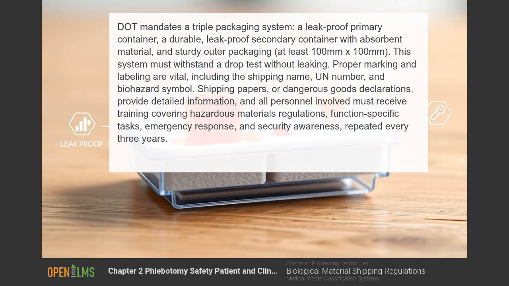DOT mandates a triple packaging system: a leak-proof primary container, a durable, leak-proof secondary container with absorbent material, and sturdy outer packaging, at least 100 millimeters by 100 millimeters. This system must withstand a drop test without leaking. Proper marking and labeling are vital, including the shipping name, UN number, and biohazard symbol. Shipping papers or dangerous goods declarations provide detailed information.